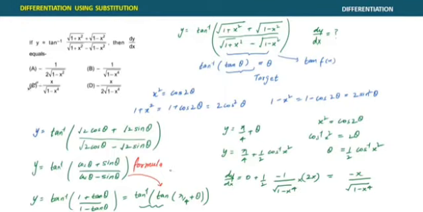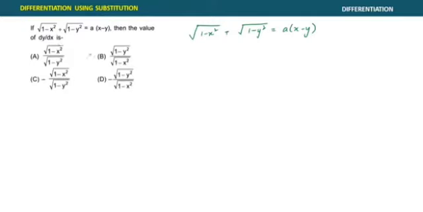Clear? So again, remember what substitution has to be done, then only your problem will become easy. Now let's take another question based on substitution. It says under root of 1 minus x square plus under root of 1 minus y square is equal to a times (x minus y), and you need to find dy by dx.